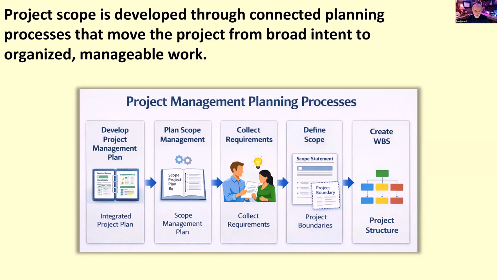Those requirements then support the defined scope, where the team develops a clearer statement of the project's deliverables, boundaries, assumptions, and constraints. And finally, the Create WBS organizes the work into manageable components so the project can be planned, communicated, and controlled more effectively. Together, these processes provide structure. They help reduce uncertainty, support shared understanding, and create the foundation for the week 3 deliverables.